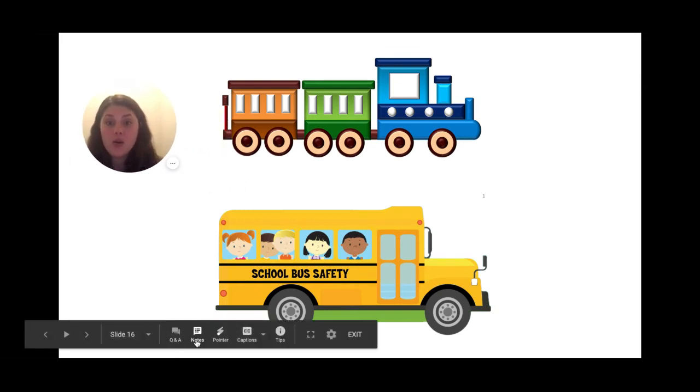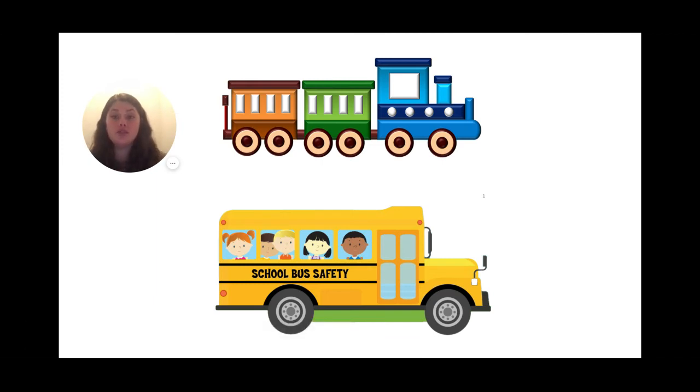All right, friends, now on the screen we see 2 forms of transportation, a train on the top and a school bus on the bottom. And we want to compare the lengths of this train and the school bus. So, friends, how can we compare the lengths? What do we have to do first? That's right. We have to, one, make sure that they have the same starting point, and two, we need to measure them to figure out each of their lengths. So let's skip to the next slide and measure them.